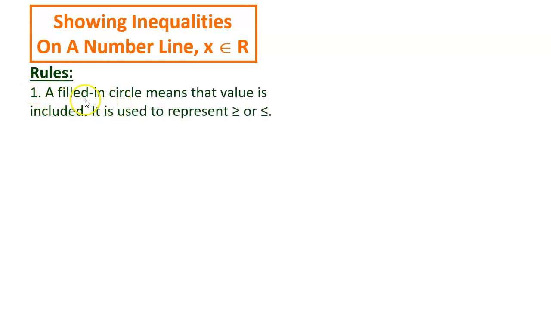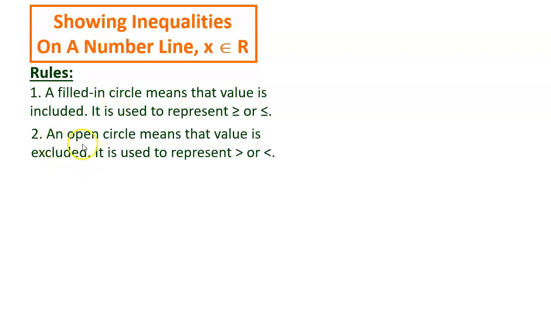The first rule is a filled-in circle or solid circle means that value of the variable is included. It is used to represent the greater than or equal to or the less than or equal to sign. Means the equality sign should be included, only then will we be using the filled-in circle. Second rule says an open circle means that value is excluded. It is used to represent greater than or less than.